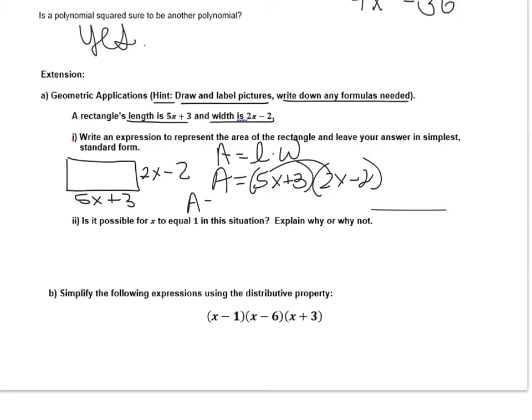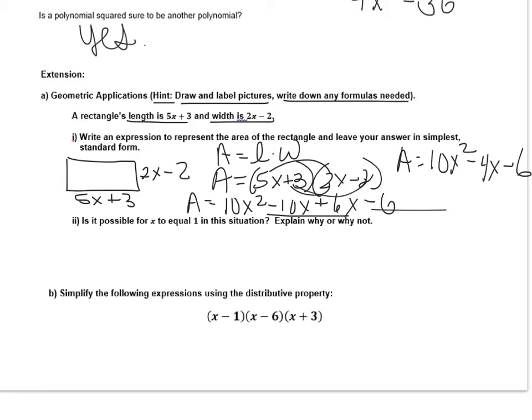So the area is going to equal 5x times 2x is 10x squared. 5x times negative 2 is negative 10x. 3 times 2x is positive 6x. 3 times negative 2 is negative 6. When you combine your two middle terms, you end up with 10x squared. Negative 10x plus 6x is negative 4x. And then minus 6. That's in standard form. It's in its most simplified form.